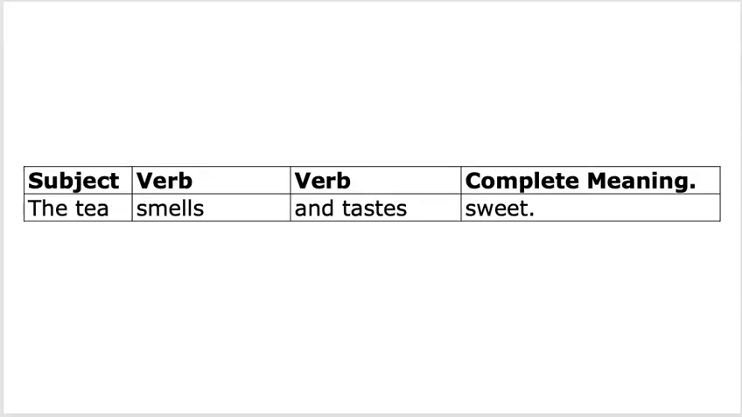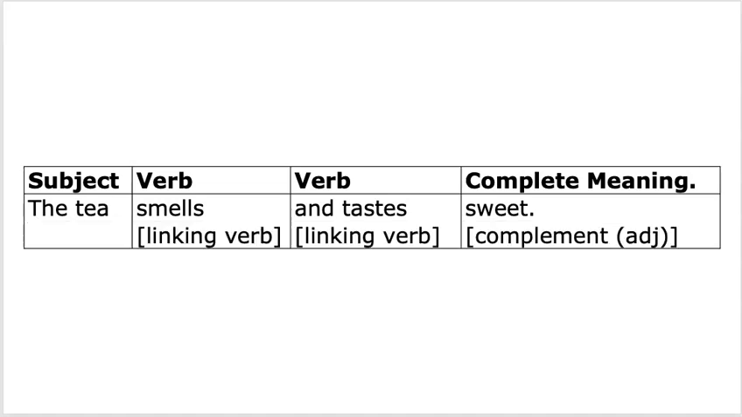Now look at this sentence. It has one subject and two verbs. The tea smells and tastes sweet. Tea is a noun. Smells and tastes are both linking verbs. Sweet is the complement and it is an adjective.